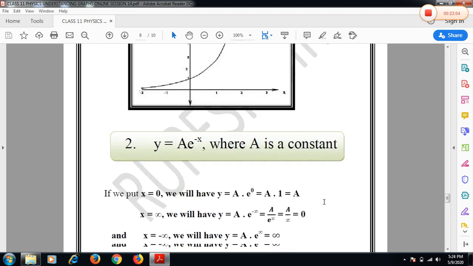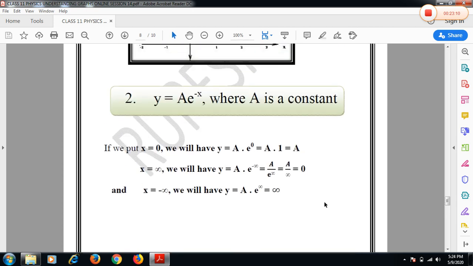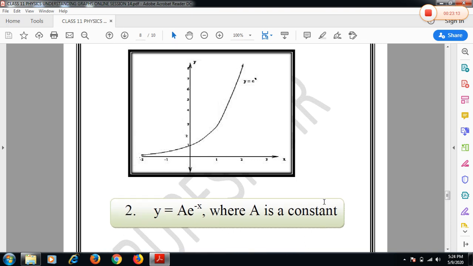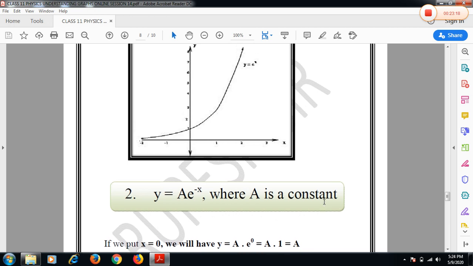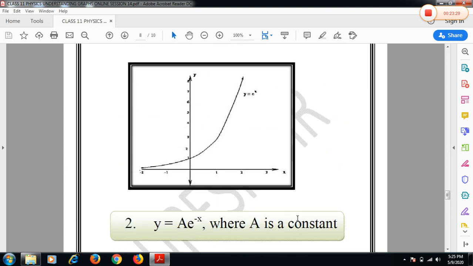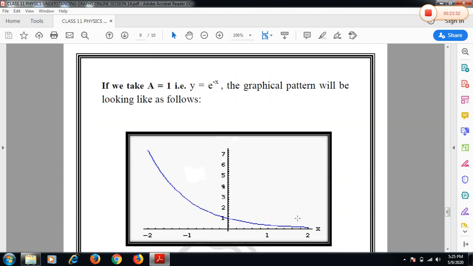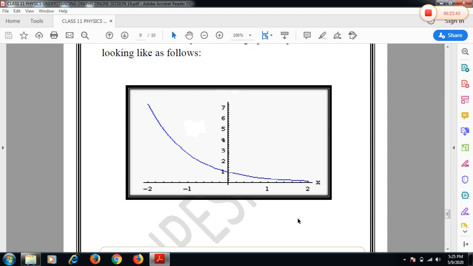See, it is y equals e to the power x and this is y equals e to the power minus x. Carefully see them once. All these types of graphs are asymptotic graphs, and these two graphs, y equals a into e to the power x and y equals a into e to the power minus x, are nothing but mirror images with respect to the y-axis. They are mirror image graphs.